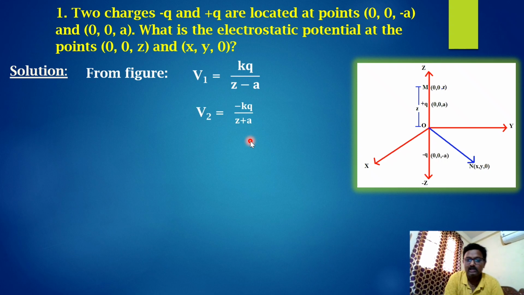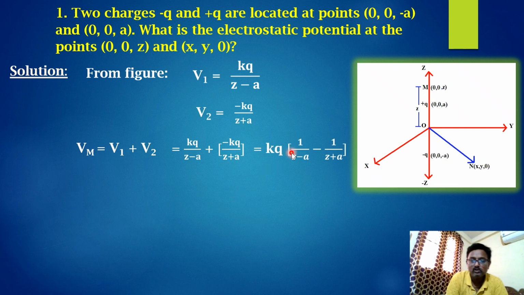Then what about the electrostatic potential due to minus Q, that is V2, equal to minus KQ by Z plus A. See, the distance of this point M from minus Q is Z plus A. So we got V2 equal to minus KQ by Z plus A. Now the electrostatic potential at point M is equal to the sum of the individual potentials, that is V1 plus V2, substituting KQ by Z minus A plus minus KQ by Z plus A.